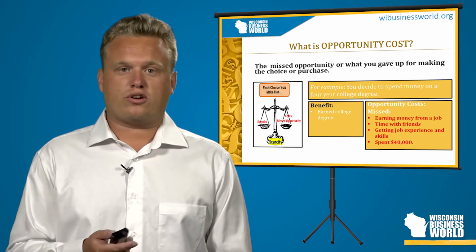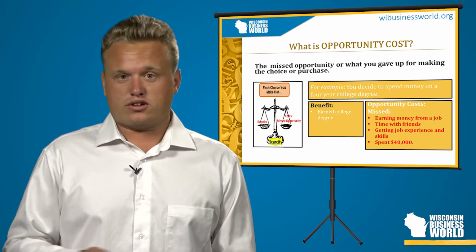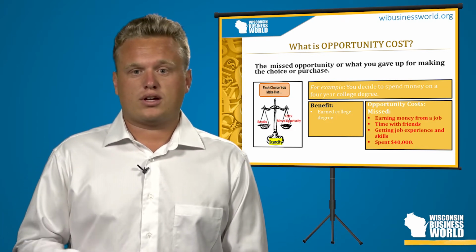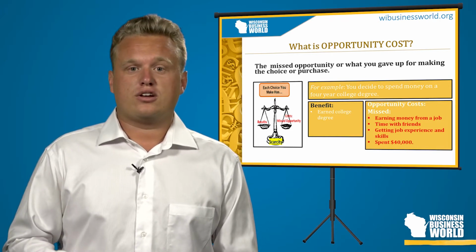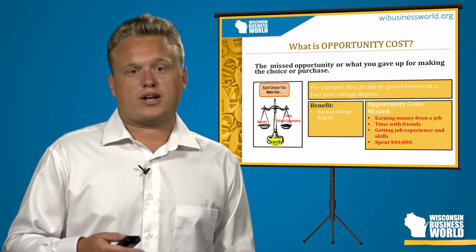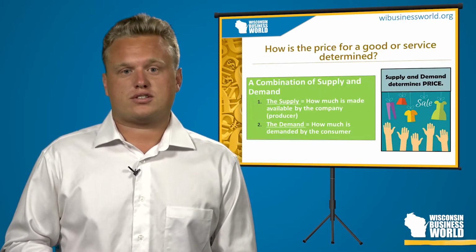Your head's in the book, so you don't get to spend as much time with friends. Gaining job experience. During those 4 years, you might not be working. And you also spent $40,000 for that education, right? So you're foregoing your earnings while spending money at the same time. So that's a brief explanation of opportunity cost.